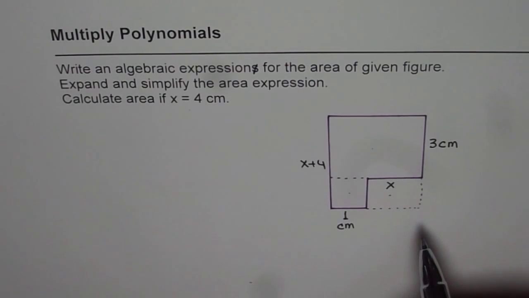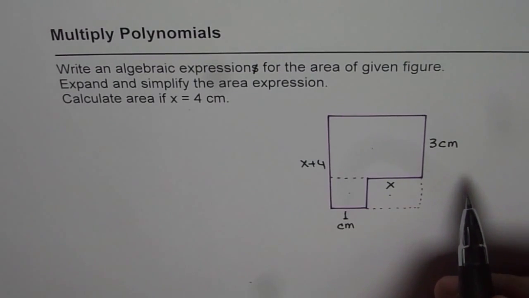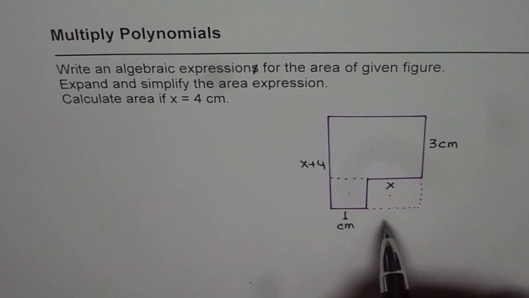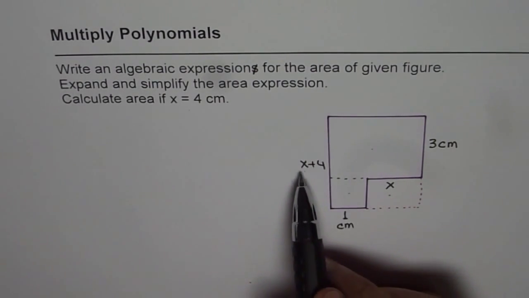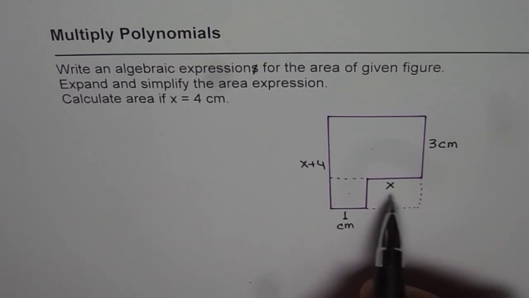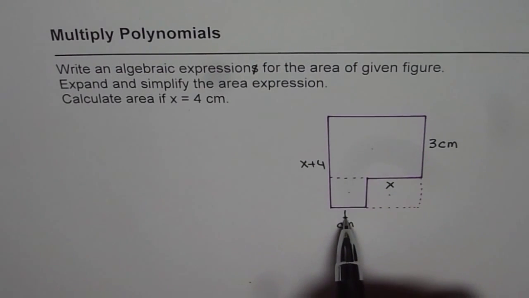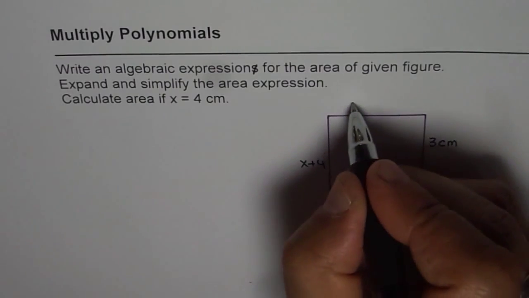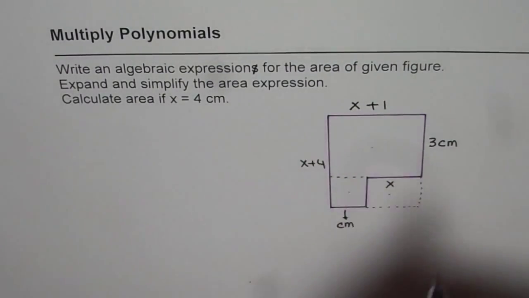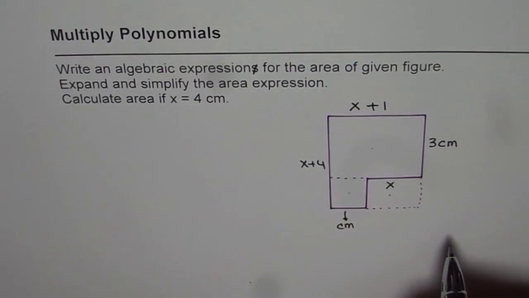Now, which one do you want to do? I'll suggest you try it with both. Let me do it with one of them. From this, we can say the length is given to us, x plus 4. The width is how much? If this side is x and this is 1, in that case it should be x plus 1. So the width is x plus 1.